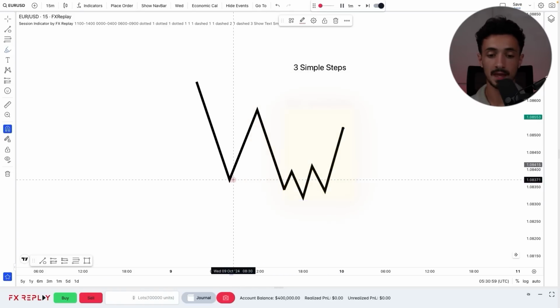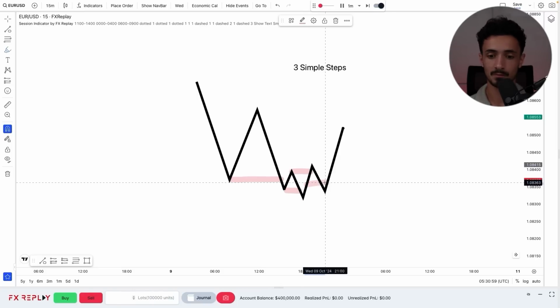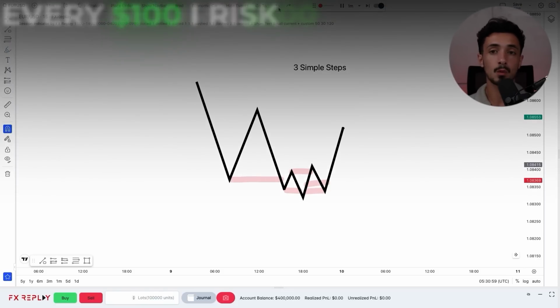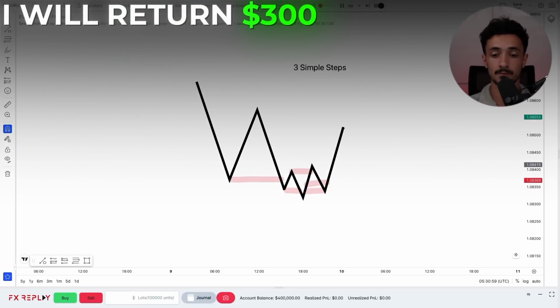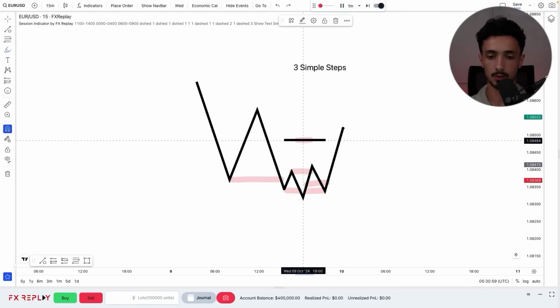The first model is after we have a break of structure, we would wait for a lower time frame shift to reverse, telling us what? That it's now time to pull back. It's that simple. And so we try to long in here and we want to fix our take profit at 1 to 3. Meaning for every $100 that I risk, I will return $300. Every single trade is fixed at that risk to reward.